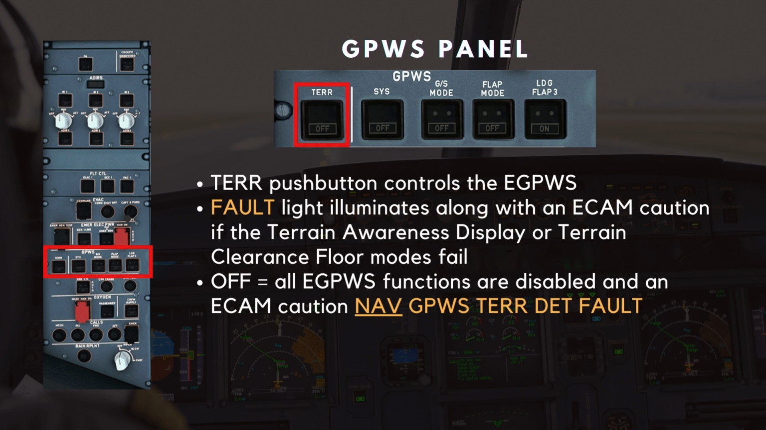The terrain push button on the left-hand side controls the eGPWS. An amber fault light illuminates along with an ECAM caution if the terrain awareness display or terrain clearance floor functions fail. By pressing this push button off, all eGPWS functions are disabled, and an ECAM caution NAV GPWS terrain detection fault is displayed.